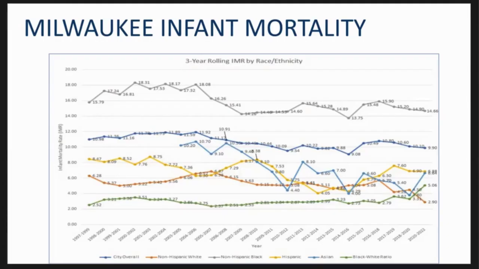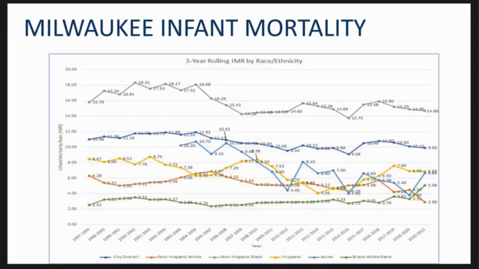It gets a little messier in there. The orange line, the darker orange line, is our non-Hispanic white population. And that population has seen decreases in the infant mortality rate. So it has been going down, while again, that Black population is staying flat. So some groups are seeing improvements and some are not.